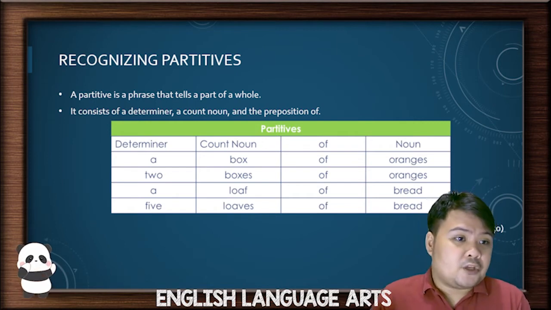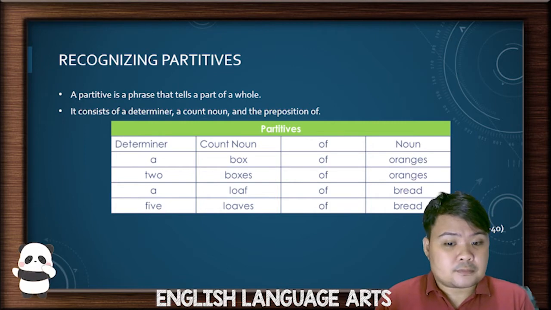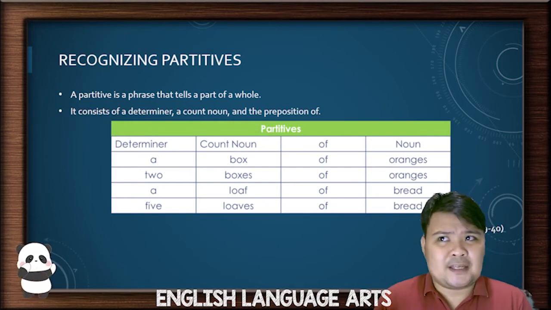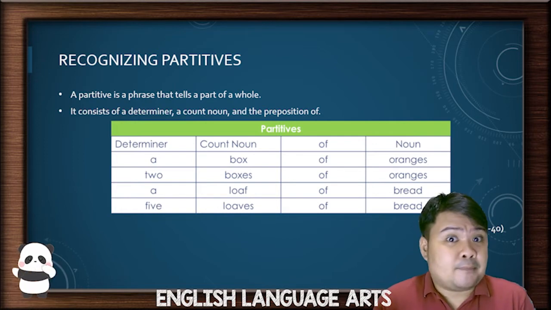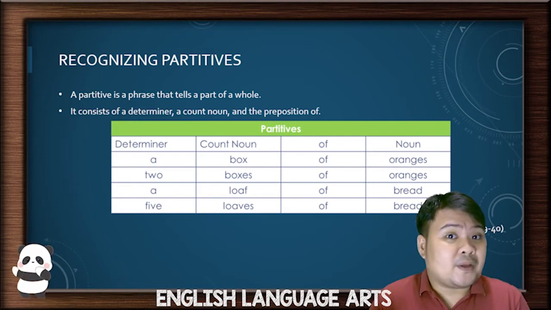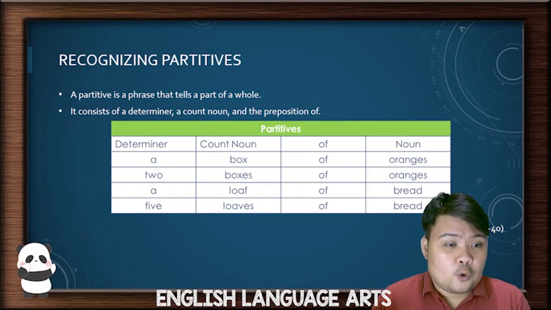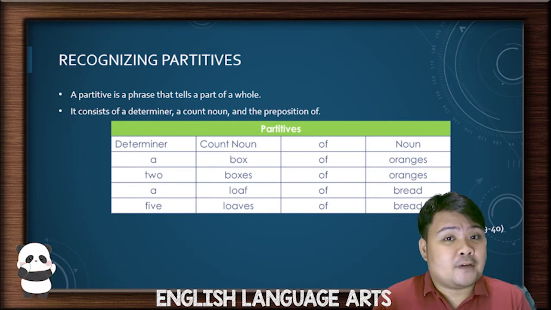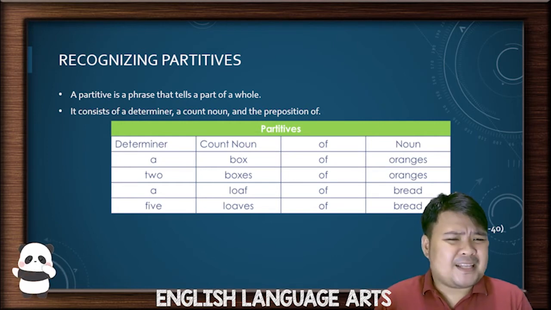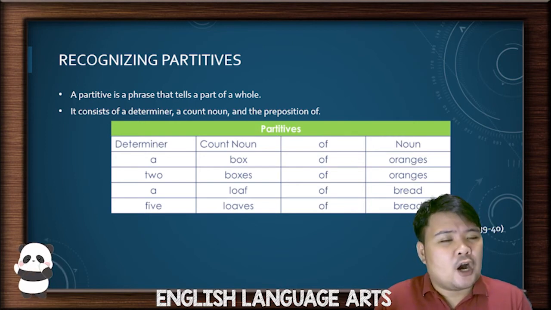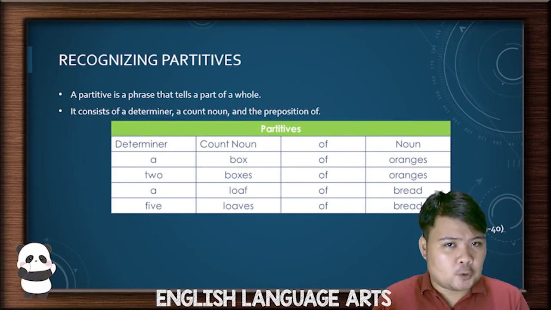So for example, you could say a box of oranges. You could change the determiner, saying 2 boxes of oranges. You could also use them on a mass noun, such as bread. You can't just say, I ate a bread. No, you have to indicate, I ate a loaf of bread. Or my mom bought 5 loaves of bread. Basically, partitives give you an idea of a part of a whole.